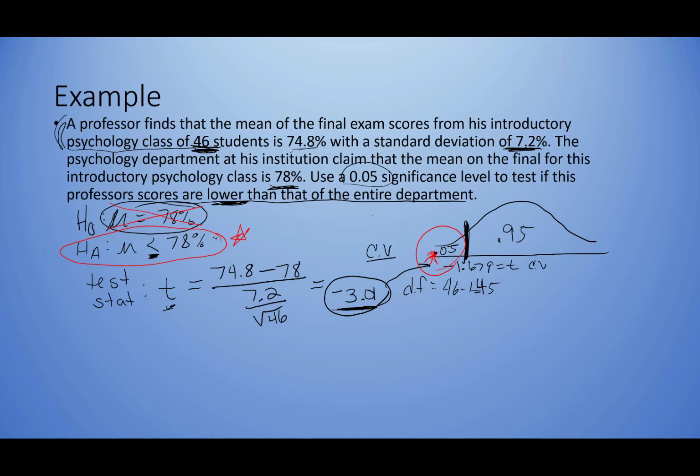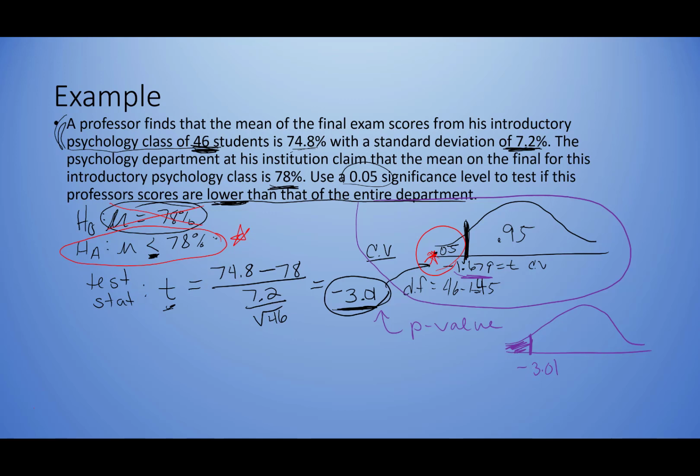But instead of going to our t-table and finding this critical value of 1.679, we're going to look up the p-value associated with our test statistic. So as far as our diagram goes, the p-value would represent the area of the rejection region associated with our test statistic. So we're really trying to find this area for a t-score of negative 3.01.